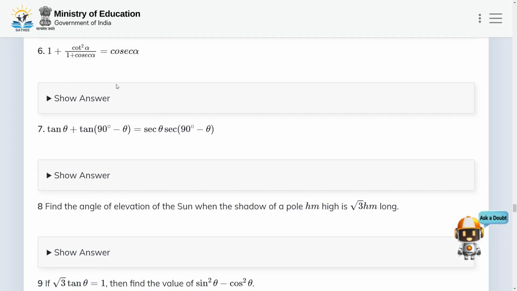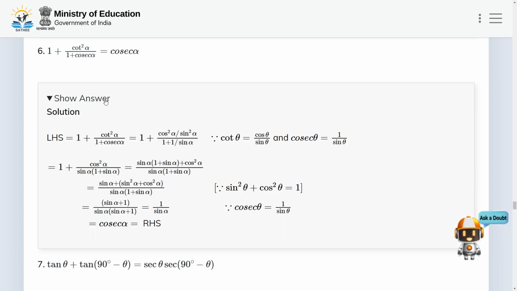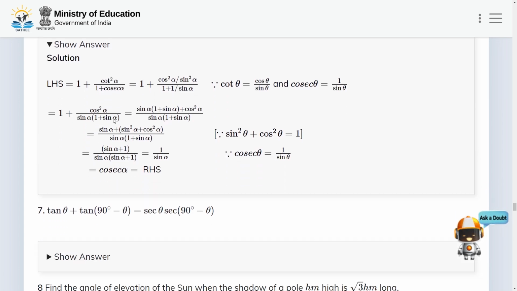In the next question, we have to prove that (1 plus cot square alpha) by (1 plus cosec alpha) is equal to cosec alpha. Okay, so let us prove this problem. Here the left hand side is equal to (1 plus cot square alpha) by (1 plus cosec alpha). And we know this formula: cot theta is equal to cos theta by sin theta, and cosec theta is equal to 1 by sin theta.